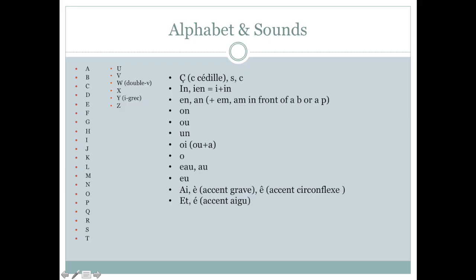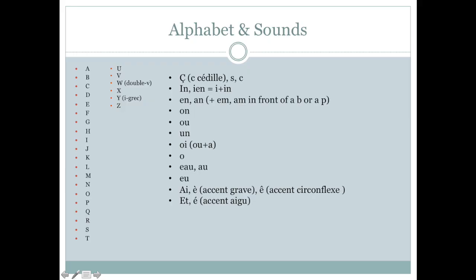After that there is the sound e. And lastly, there are the sounds E and E. On the 11th line, the first E with an accent has an accent said grave, and the second E has an accent said circumflex. On the last line, you have the sounds E. The ET is also the word to say and in English, and the last E has an accent aigu.